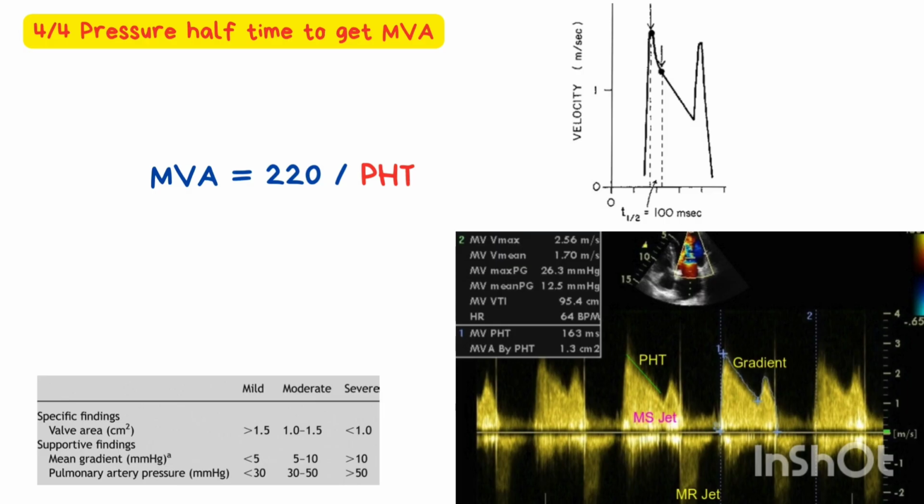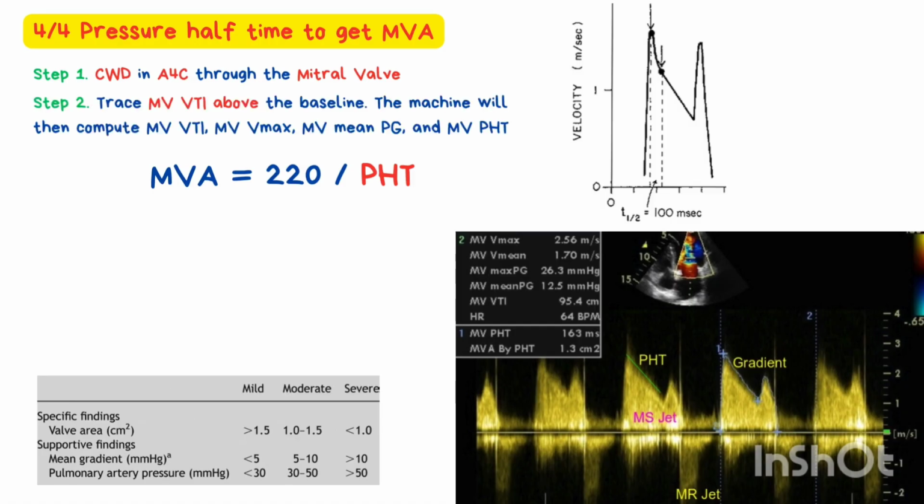Now, the good news is, most machines calculate this automatically when you trace the mitral inflow VTI envelope, which should appear after the T wave on the EKG. To obtain this, use continuous wave Doppler through the mitral valve, typically in the apical 4-chamber view. Then bring the baseline down because the MV-VTI is above it. Trace around the VTI. Then the machine will automatically compute your MV-VTI values, Vmax, mean PG, and PHT.